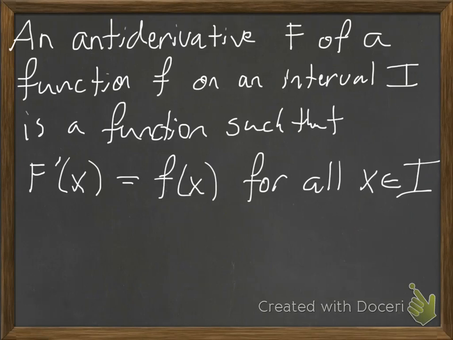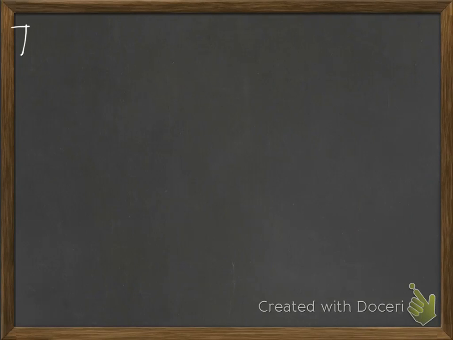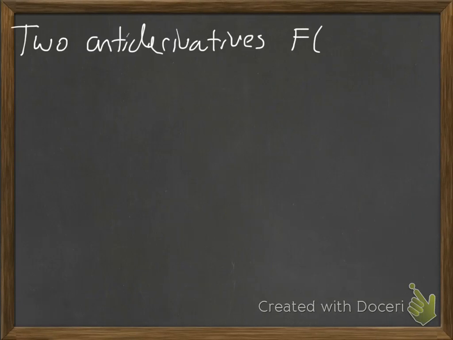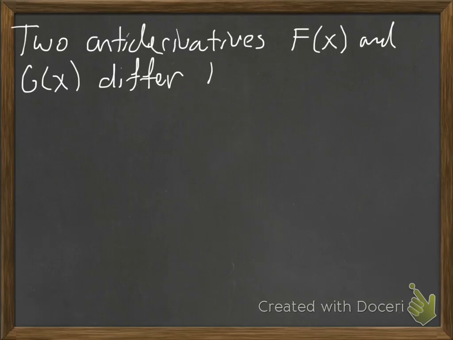We're going to look at a theorem here that says that if I have two antiderivatives of the same function, then they're going to differ by a constant. And this is an if and only if proof, so I'm going to have to prove both directions. So two antiderivatives, F of x and G of x, differ by a constant.